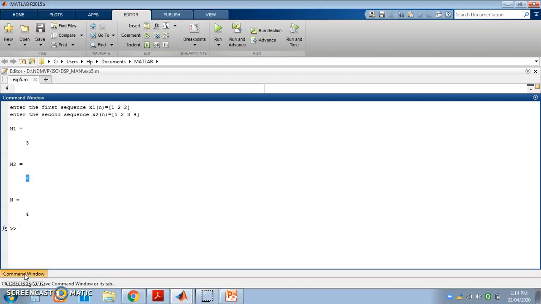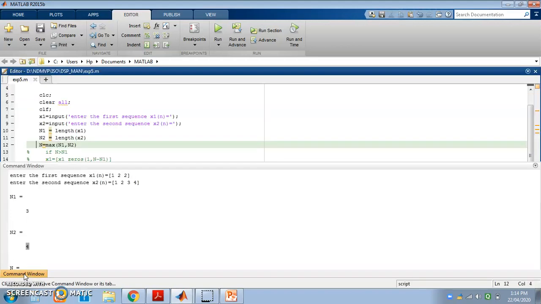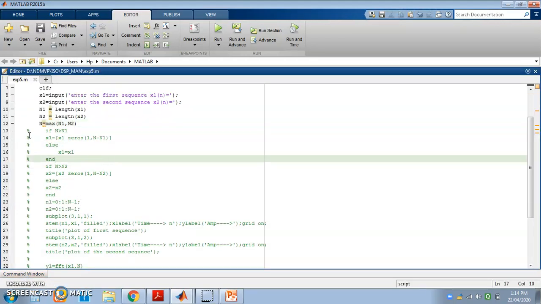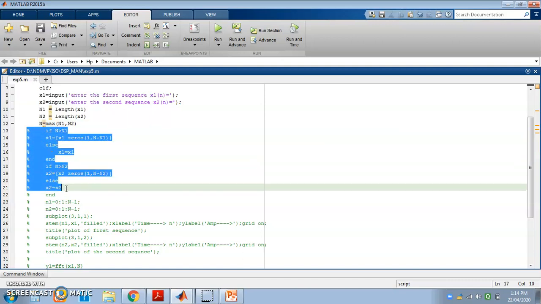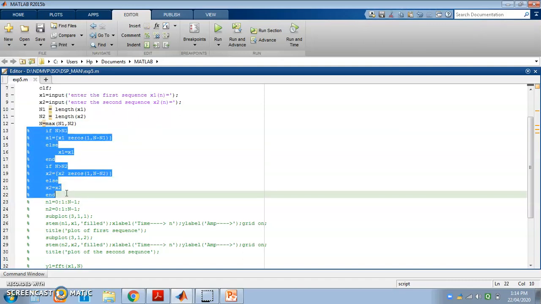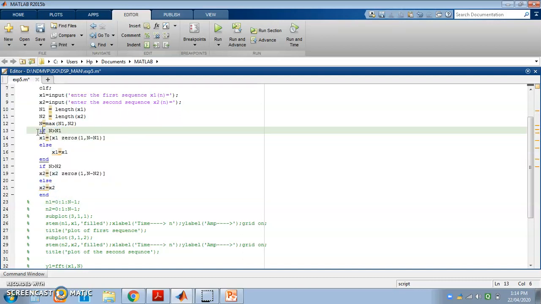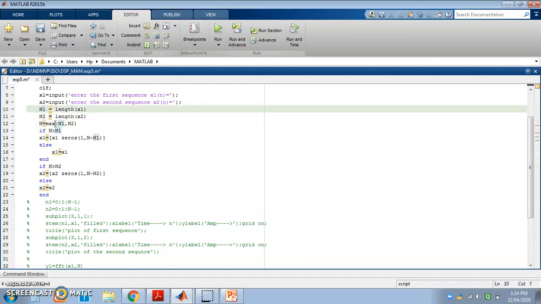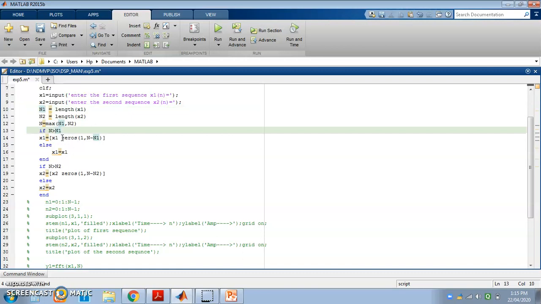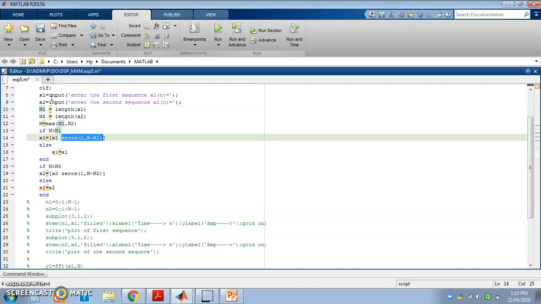For circular convolution, we must have both sequences of the same length. That is done with the help of zero padding, and in MATLAB I can do that zero padding with an if and else loop. If I execute this, the first if condition is true as capital N is greater than N1, because capital N is 4 and N1 is 3. So there is zero padding, and the number of zeros padded in the original sequence x1 is 1.